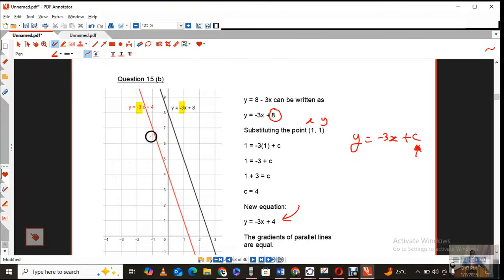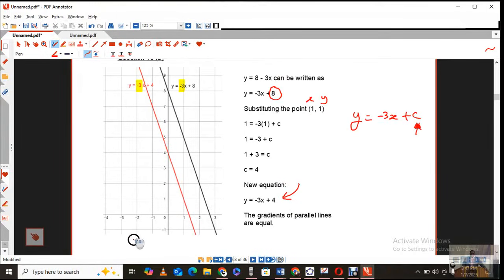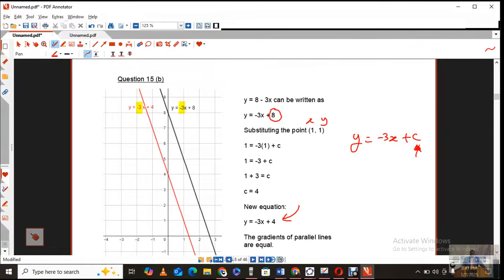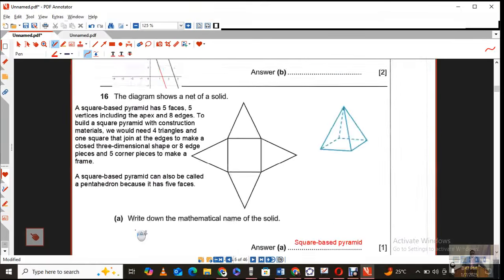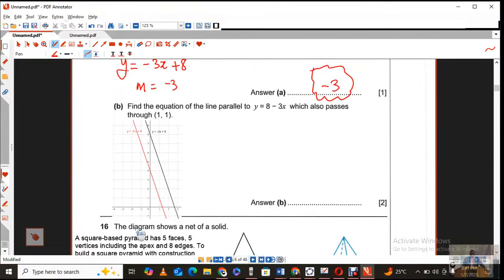And as you can see, once I plotted it, these gradients are exactly parallel. They will never touch. And that is the equation, and that's the answer to 15b. So I'm going to go back and write it in there so that you can see. So this answer here is nothing but y equals minus 3x plus 4.